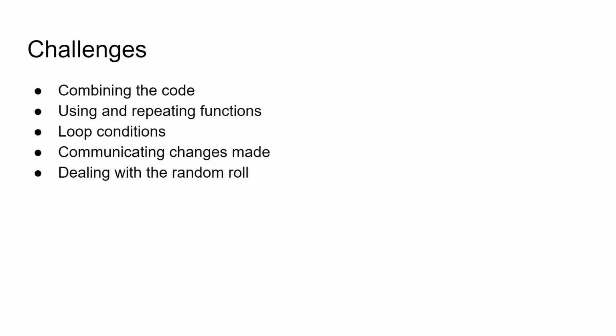Loop conditions were also important. We wanted to make sure we had a valid exit condition or that we weren't repeating the same message. Communicating changes made was important throughout the project, with ensuring that all team members communicated what changes they made to their specific version as we tested and implemented. Also, dealing with random roll was important when picking the dice. Occasionally, we ended up with a dice that only rolled 1 or that only rolled doubles.